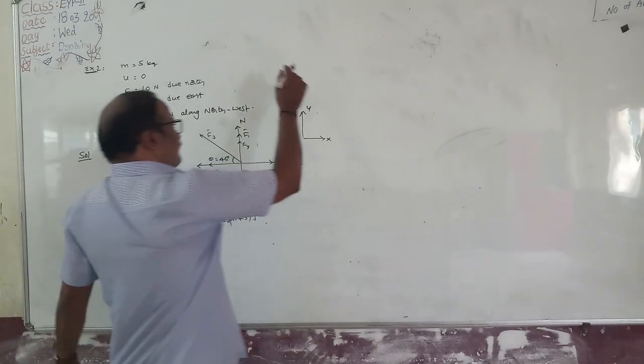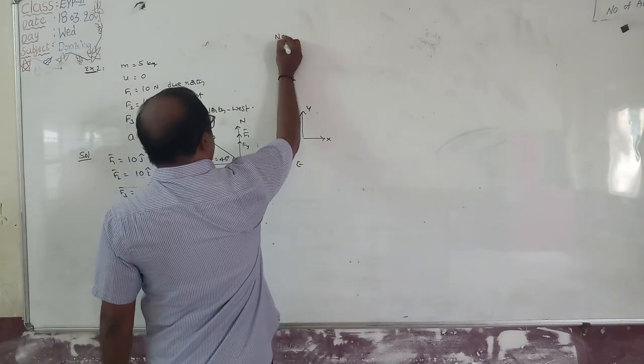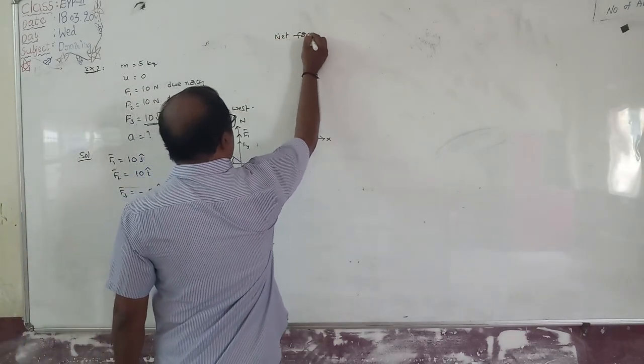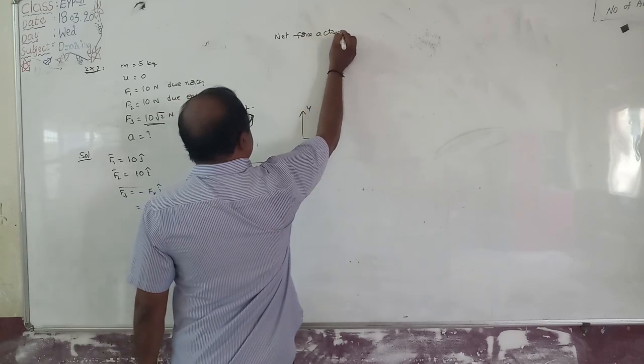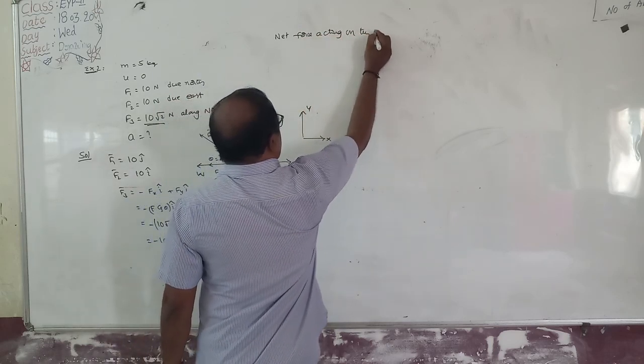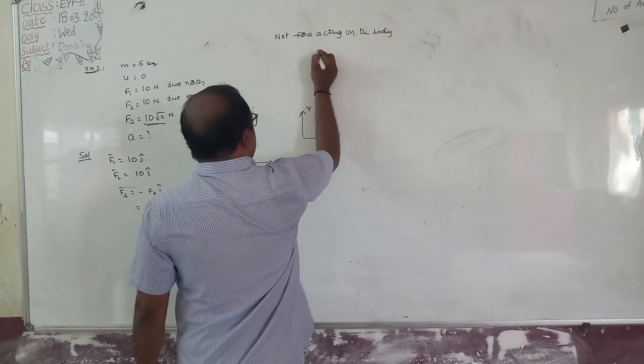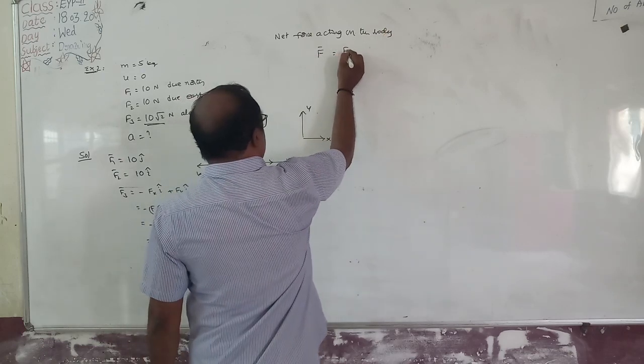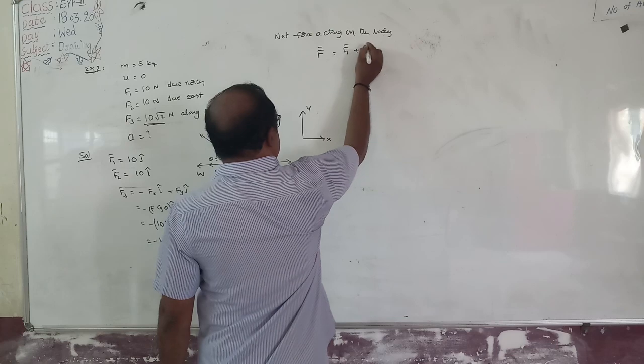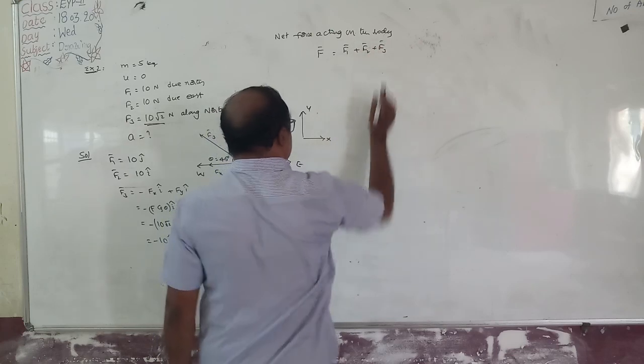Now the net force acting on the body is given by F bar equal to F1 bar plus F2 bar plus F3 bar.